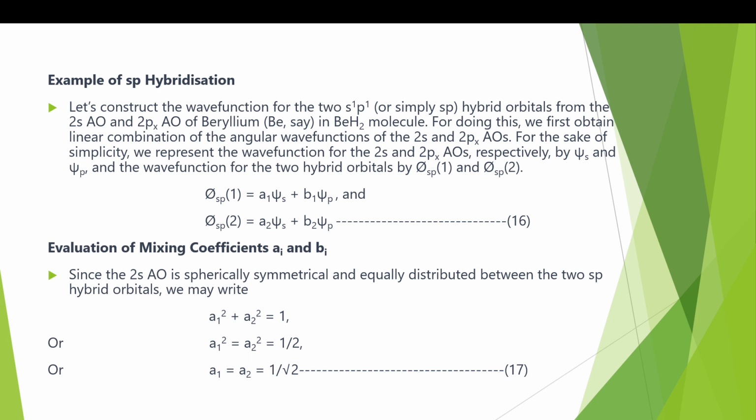Now let us evaluate the coefficients a1, b1, a2, b2. Since the 2s AO is spherically symmetrical, non-directional, and equally distributed between the two sp hybrid orbitals, we may write a1 square plus a2 square equal to 1. Both a1, a2 being equal means a1 equal to a2 equal to 1 over under root 2, equation 17.